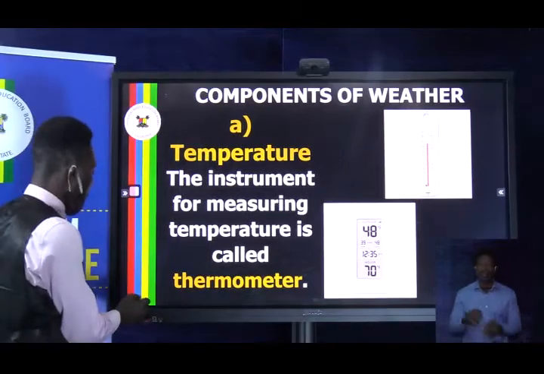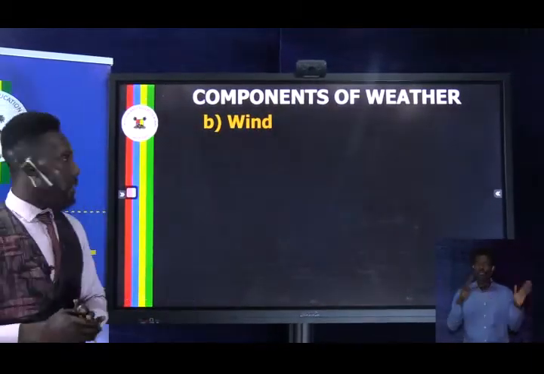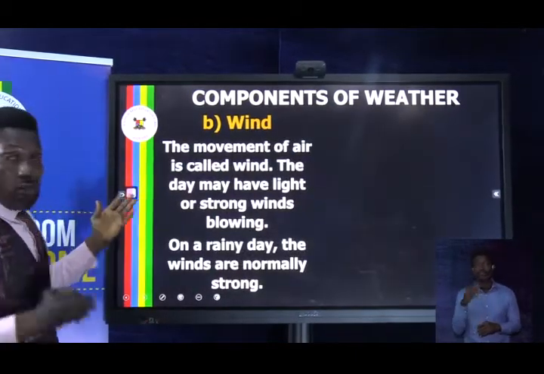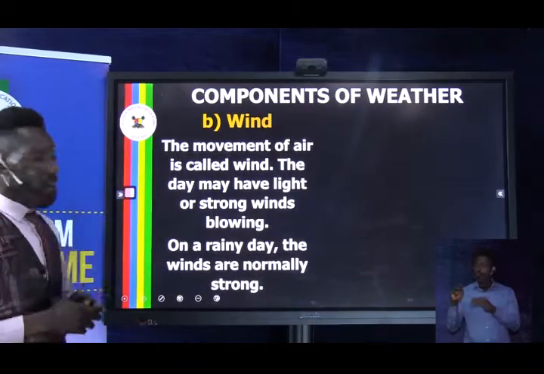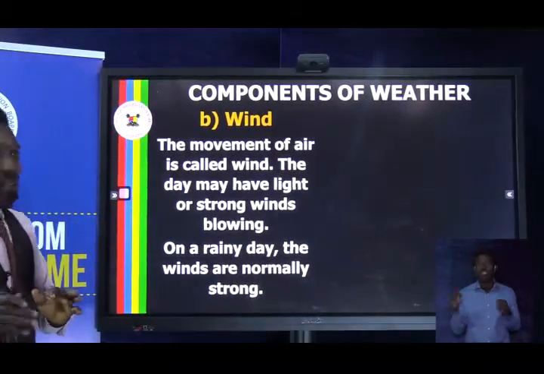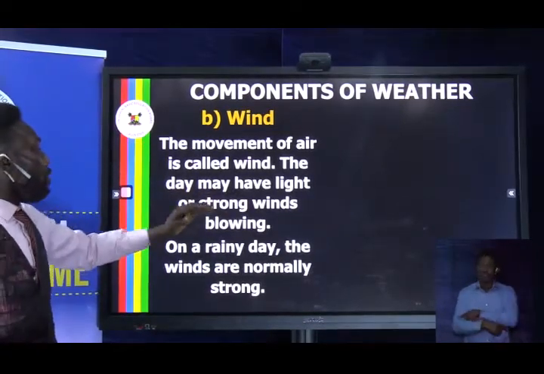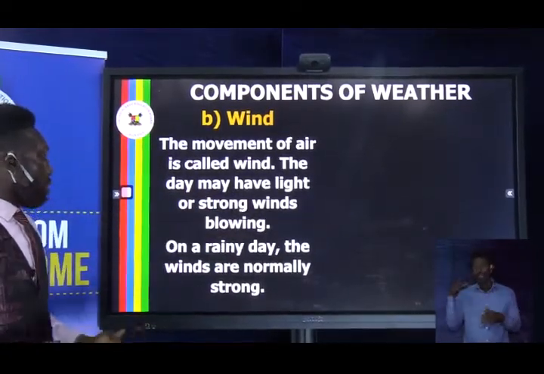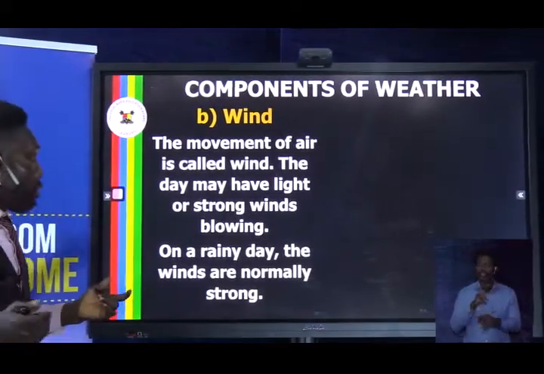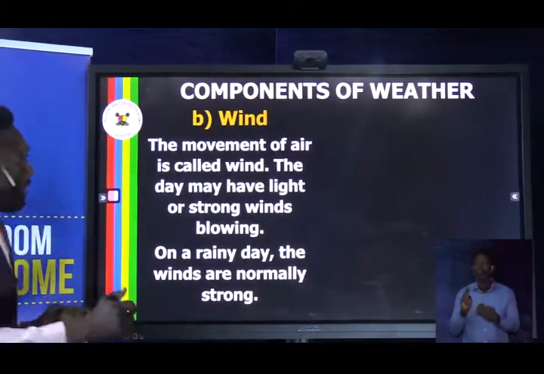Thermometer, very correct. So moving on to the next component of weather, and that is wind. Everybody say wind. What is wind? The movement of air is called wind, or we say air in motion. The day may have light or strong winds blowing. On a rainy day, the winds are normally very strong. So the movement of air is called wind.